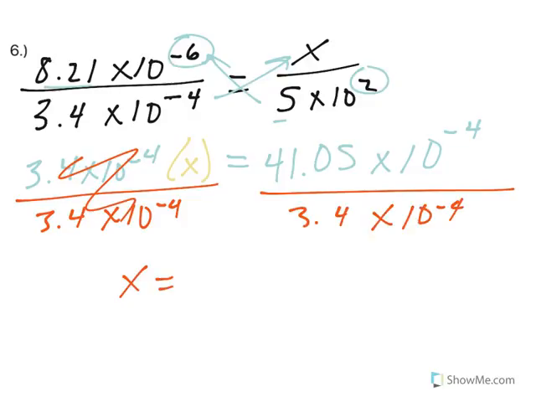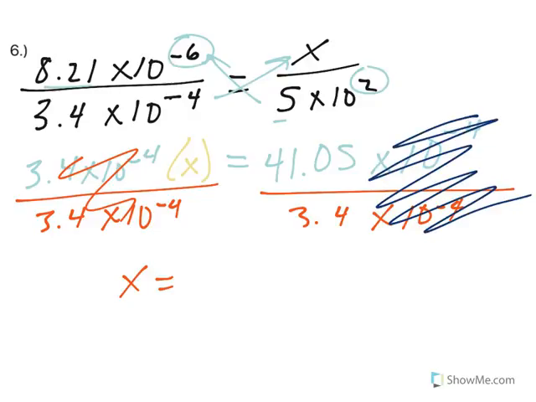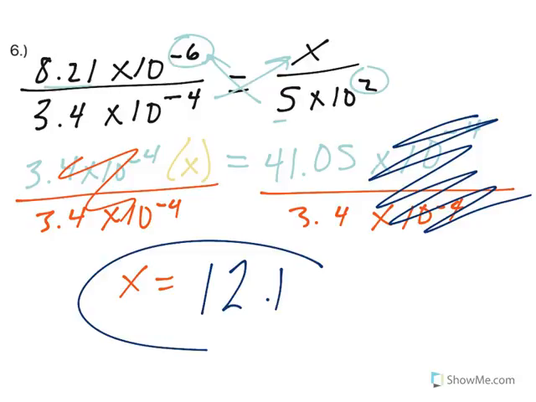And that leaves me. Now, when you look at this on the side, hopefully you see these are the same. If you have times 10 to the negative 4 on both sides, that's like having 2 over 2. They cancel out, they're just 1. So I just take 41.05 divided by 3.4, and I end up with, rounded to the nearest tenth, 12.1. And that is the end of your proportional video.